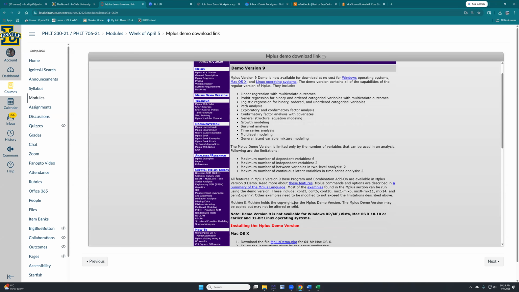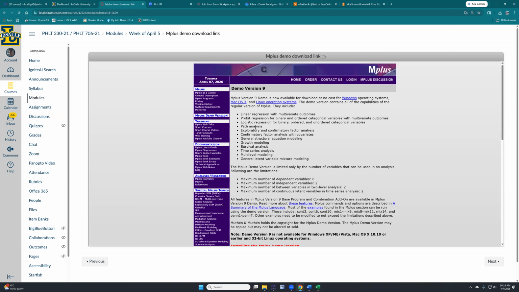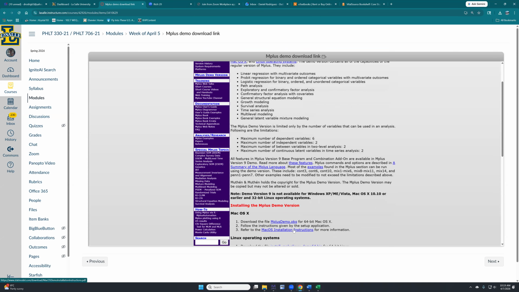But it does everything else, and this is great. You can do path analysis, linear regression, exploratory and confirmatory factor analysis. You can do everything, growth modeling. We're going to use this a couple different times, so you want to make sure you have it.